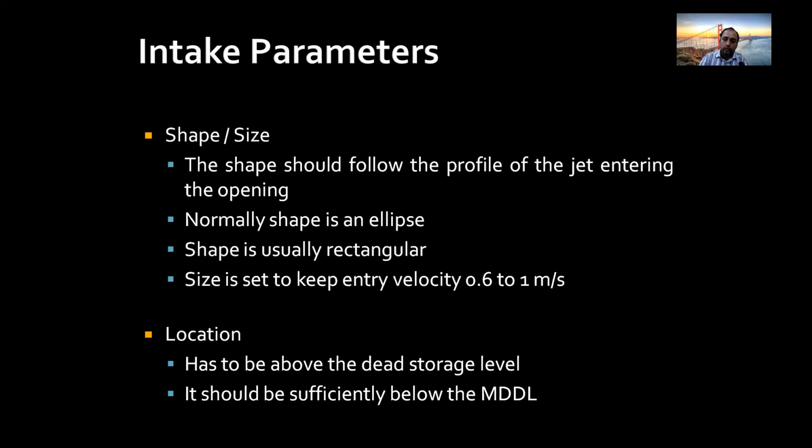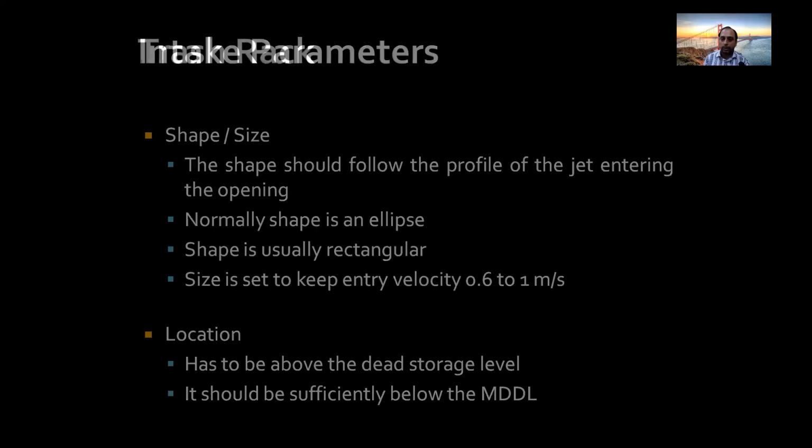Additionally, we have to give some extra margin, some extra buffer, because if the water is going inside the bell mouth, and if it is very close to the MDDL, then what will happen when the water is coming down to the MDDL? Vortex will form, and that vortex will result in the entry of air inside the tunnel. That's why it has to be kept sufficiently below the MDDL.